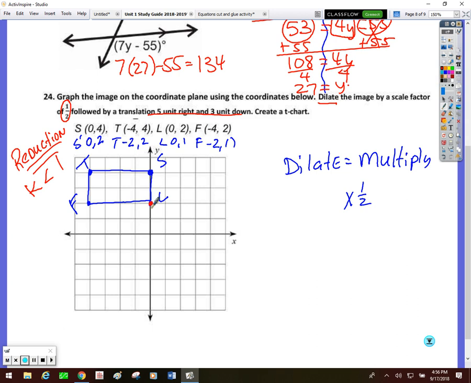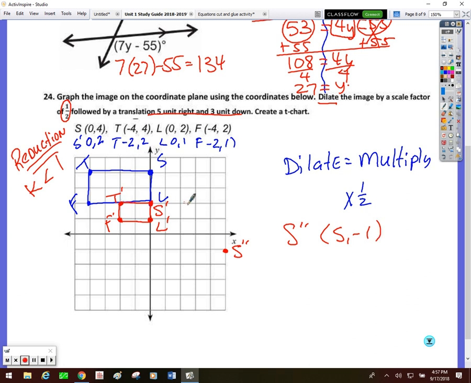So here we go. Now L and S prime are the same number. T is right here. L is right here. L prime, excuse me. And F prime is right here. All right? So now we're going to move it 5 right, 3 down. So just going to count 5 units to the right, 3 units down. 1, 2, 3, 4, 5. 1, 2, 3. That would be S double prime. So we'll say that is 5, -1. Is that right? Good.